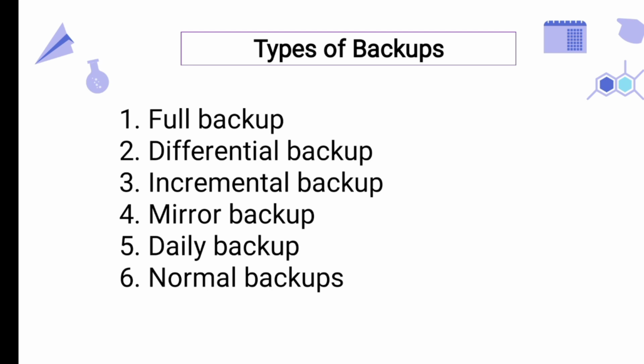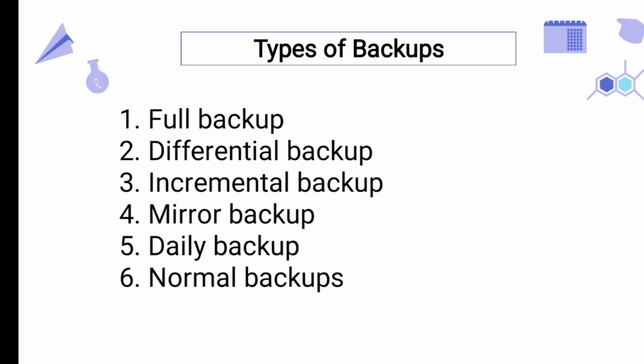Fourth is mirror backup. It is identical to a full backup, with the exception that the files are not compressed in zip files and they cannot be protected with a password. It is most frequently used to create an exact copy of the backup data. The backup files can also be readily accessed using tools like Windows Explorer.